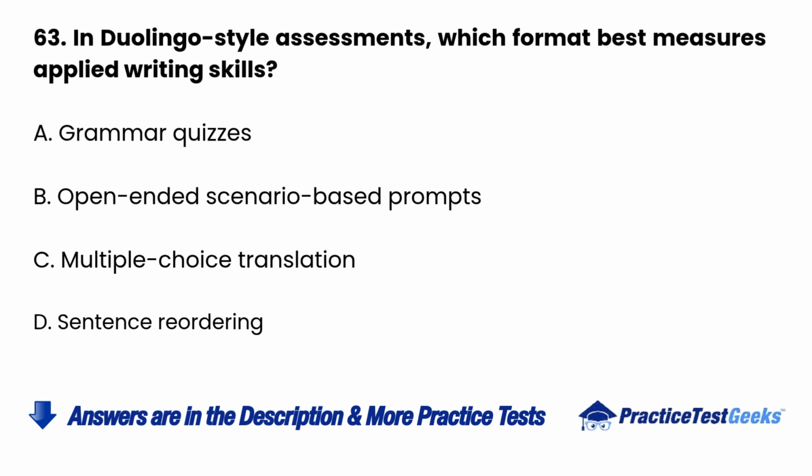63. In Duolingo style assessments, which format best measures applied writing skills? A. Grammar quizzes. B. Open-ended scenario-based prompts. C. Multiple choice translation. D. Sentence reordering.